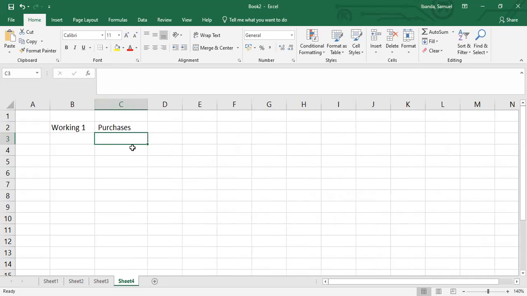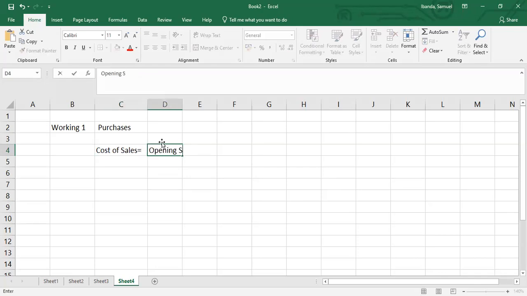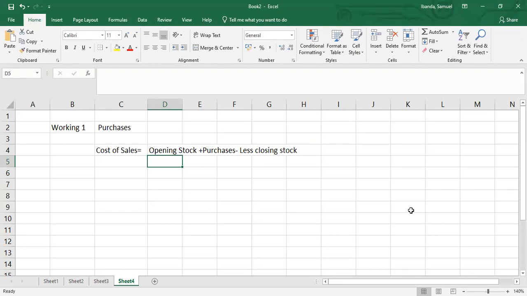Now, the way to determine these purchases, and you have often come across such similar questions, I want you to be very attentive here, okay? Now, you know the formula of determining cost of sales. Cost of sales is equal to opening stock, add purchases, less closing stock. So opening stock plus purchases less closing stock.